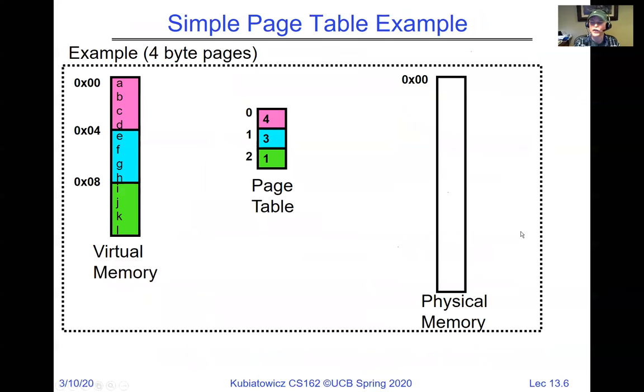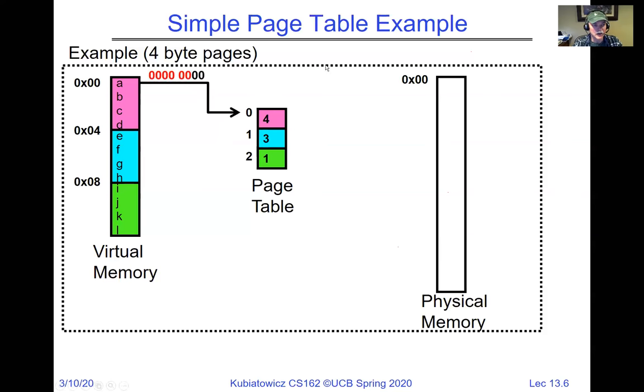So let me show you a very simple example here. These are 4-byte pages, all right? This is pretty small, but it's trying to get you the idea. This page table has a small number of entries in it. The first entry points to physical page 4, the second entry points to physical page 3, and then physical page 1.